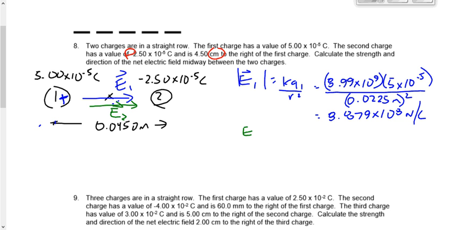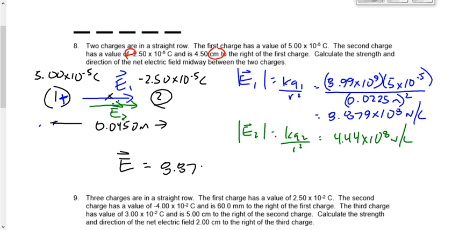Now, E2, found in the same way, numbers are just a little bit different here. That gives me a value of 4.44 times 10 to the 8 newtons per coulomb. Now, how do we combine these? How do you find the net field there midway between those two charges? Yeah, add them up. 8.879 times 10 to the 8 plus 4.44 times 10 to the 8. What did we need to watch out for, but didn't really come into play here?